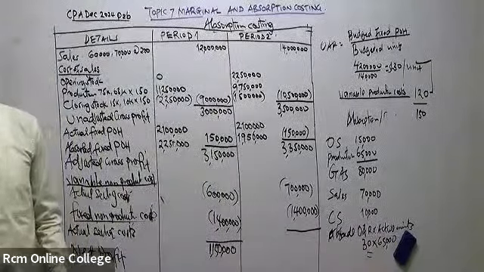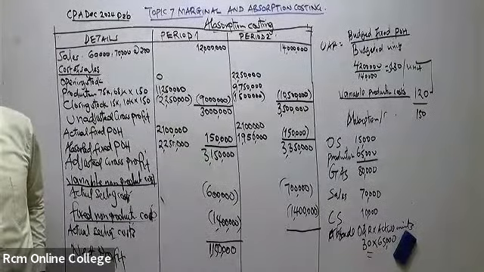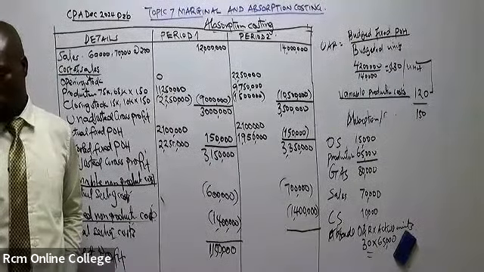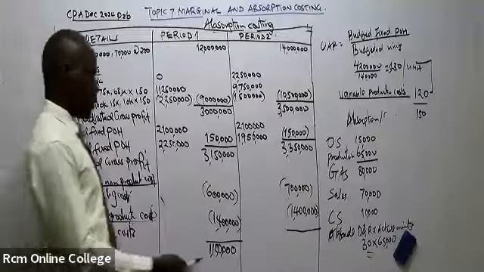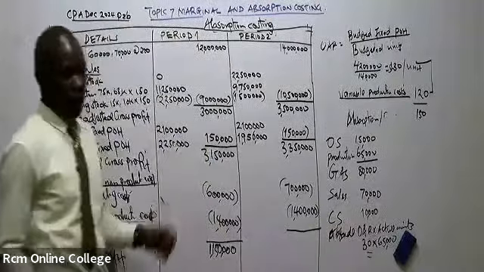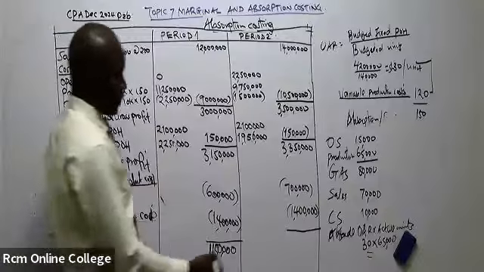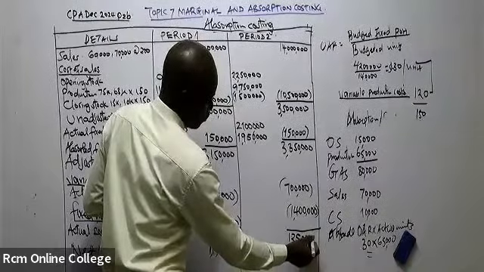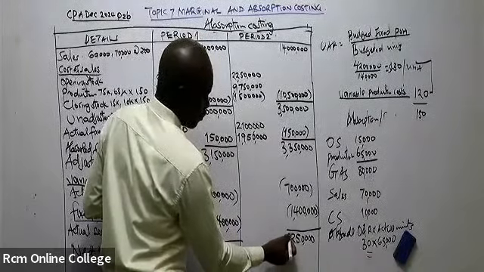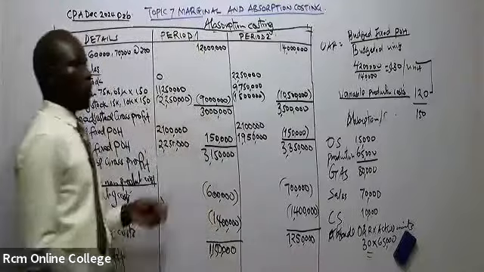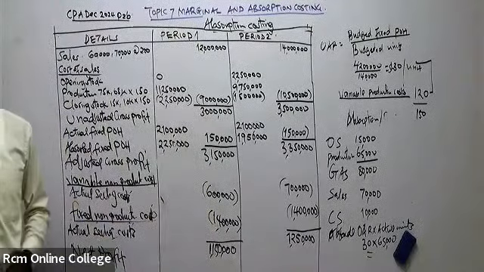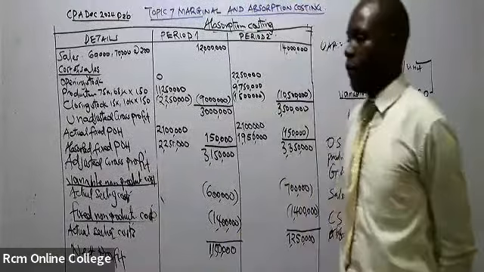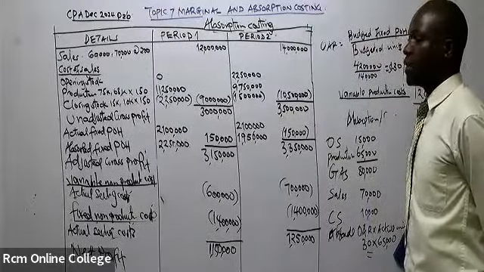Good. When you adjust those two items, you should be able to give us the net profit as per absorption costing for period 2. Net profit as per absorption costing, is it 11 or 1250? So that's 1,250,000. Good.